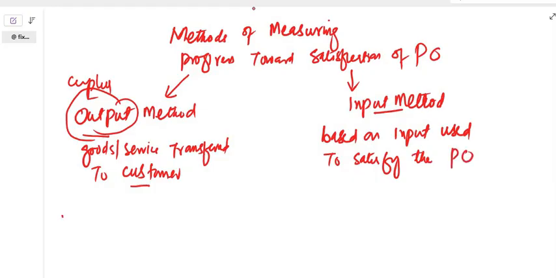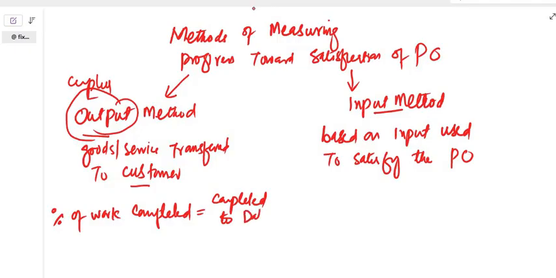So when you are calculating the percentage of work completed, you will take the completed work to date, and then you will divide it by the total work. After doing this you will get a percentage of work completed. This is called output method.